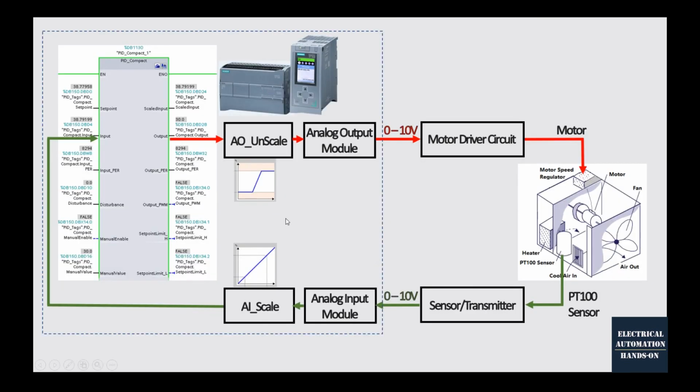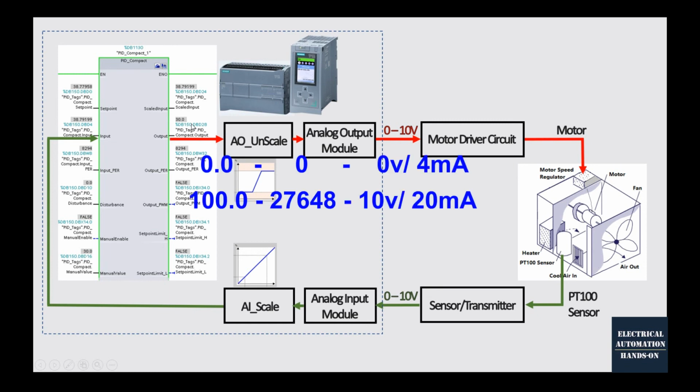So that is a PID control loop. In the previous video, we discussed how we can do the analog input scale. The scaled value will be used as the input of the PID_Compact function block, to control the actuator and the controlled object. The output channel of this PID_Compact is this output. So this value is from 0 to 100, basically you can understand that as a 100% value.